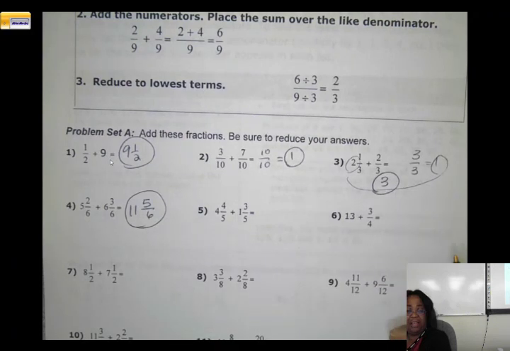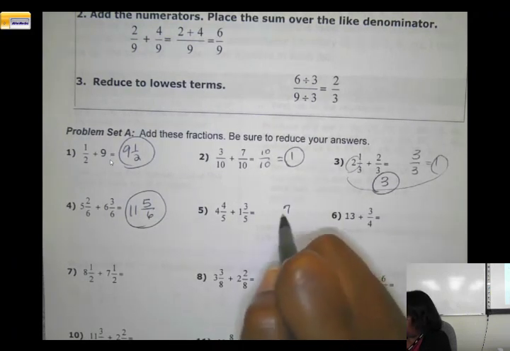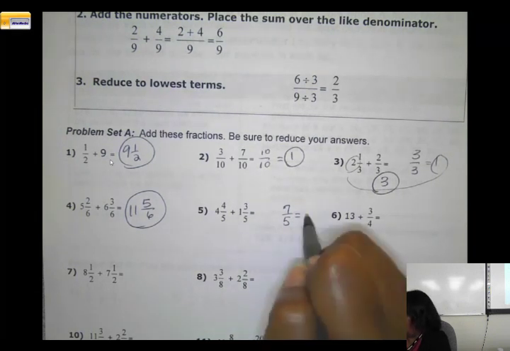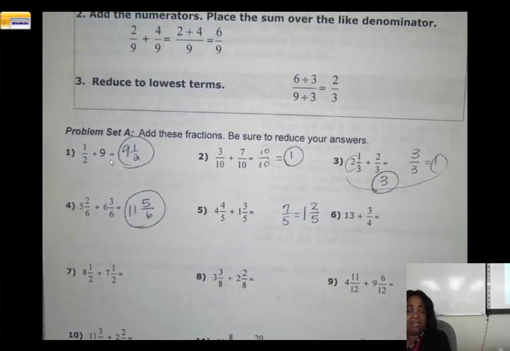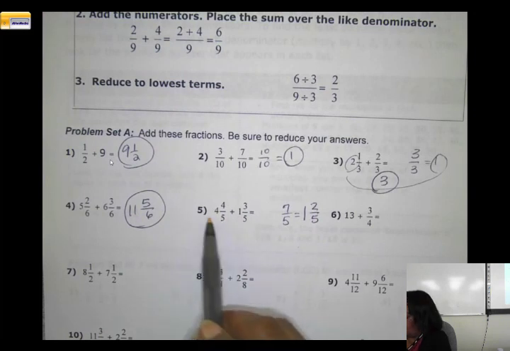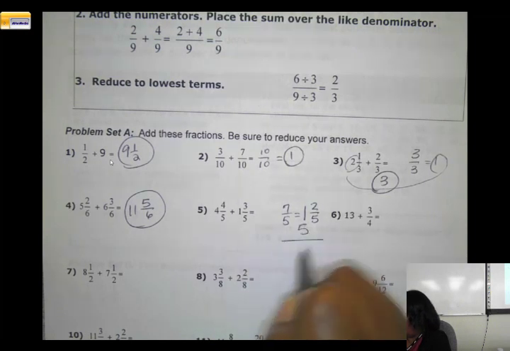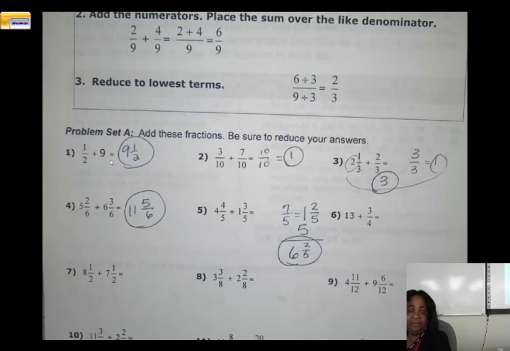On number 5, you're going to have 7 over 5. What is 7 over 5 as a mixed number? 5 goes into 7 one time. I have 2 left over, and I keep the same denominator. So I have the mixed number 1 and 2/5. My two whole numbers add up to 5. So my answer is 6 and 2/5 for that problem.